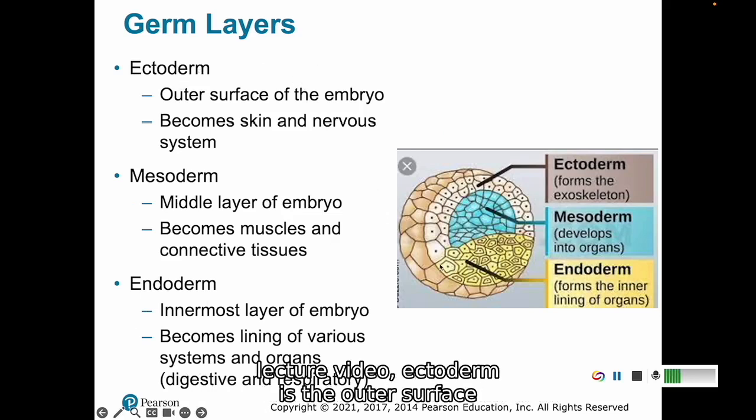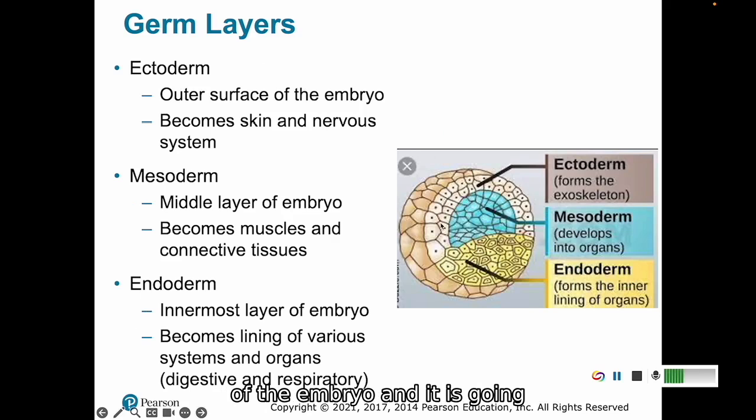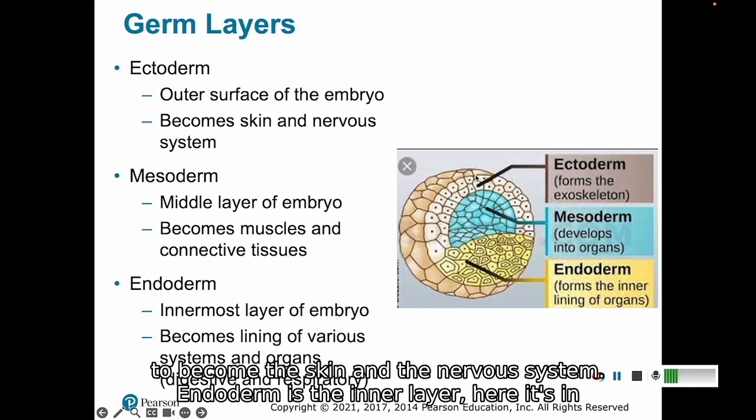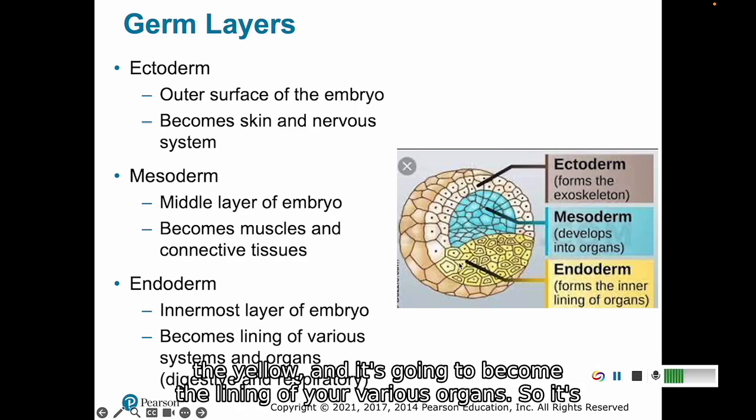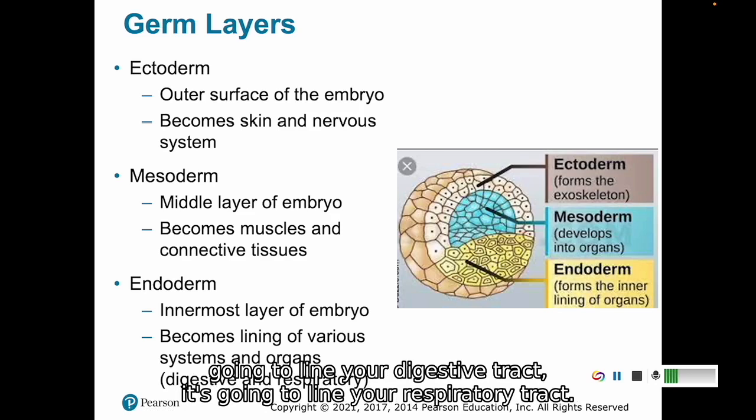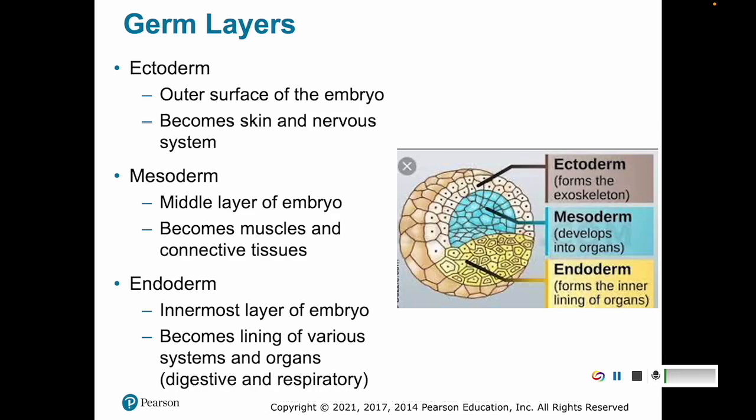Ectoderm is the outer surface of the embryo, and it is going to become the skin and the nervous system. Endoderm is the inner layer. Here it's in the yellow, and it's going to become the lining of your various organs. So it's going to line your digestive tract. It's going to line your respiratory tract.